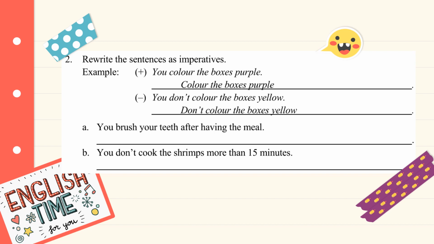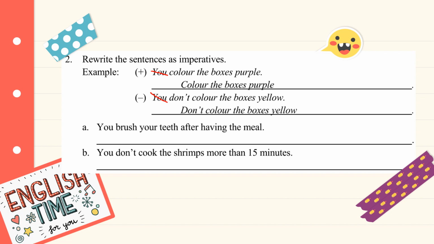Look at the positive sentence example. You color the boxes purple. You only need to omit you. So the answer is color the boxes purple. Okay, just omit you here like this. And of course for the negative sentence, you also omit you like this. So the answer is don't color the boxes yellow.